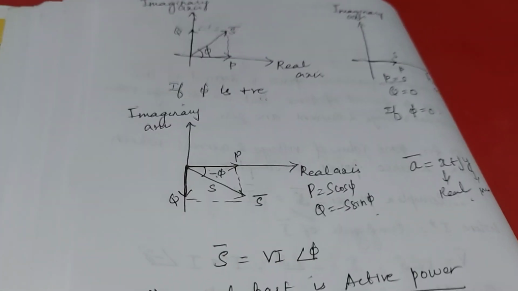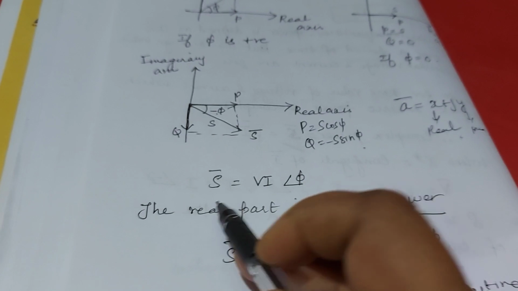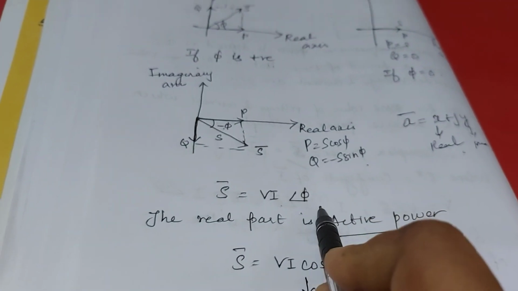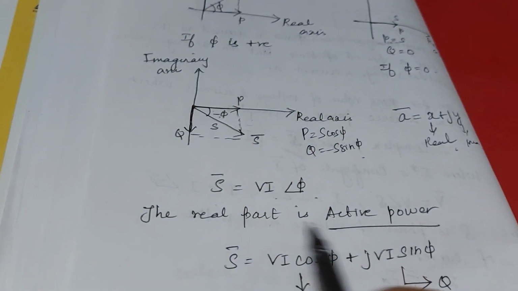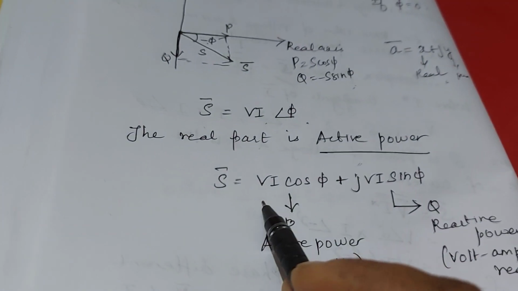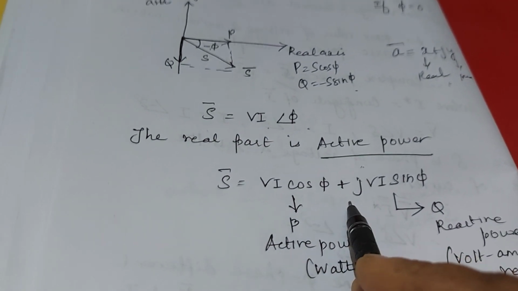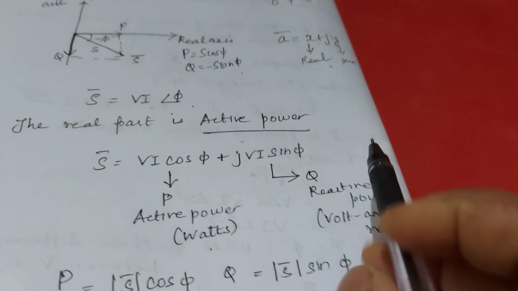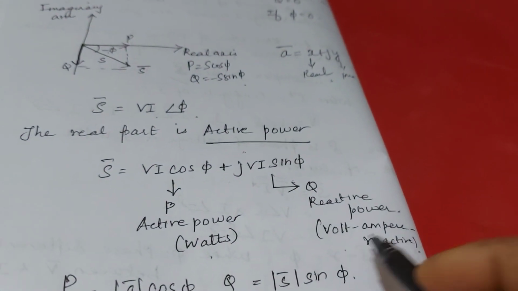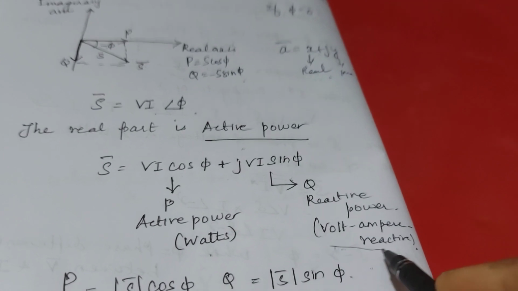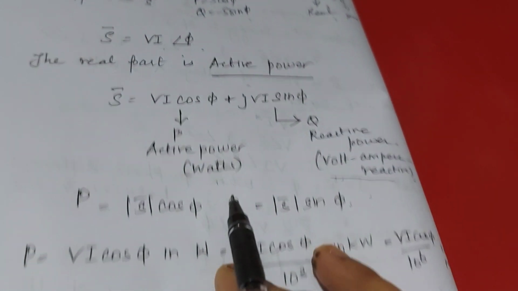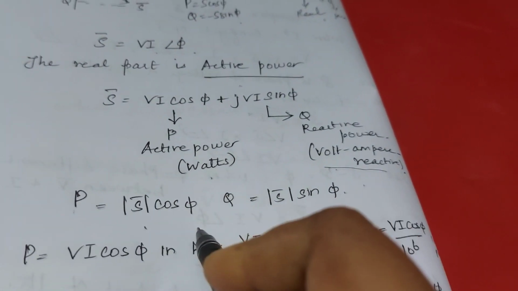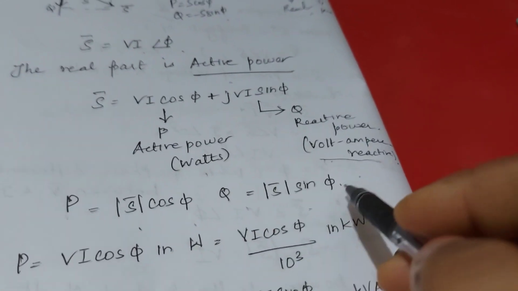Okay. So now coming to this, S bar is equal to VI angle phi. The real part is the active power. You can see this: VI cos phi plus jVI sin phi. Active power is measured in watts and reactive power is measured in volt ampere reactive. This is the unit for reactive power. Now P is equal to S cos phi and Q is equal to S sin phi.